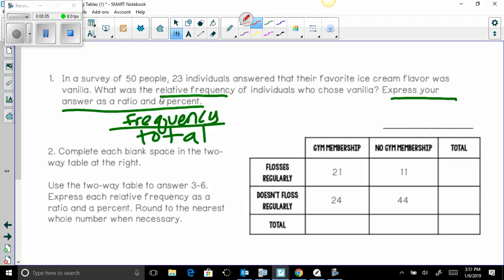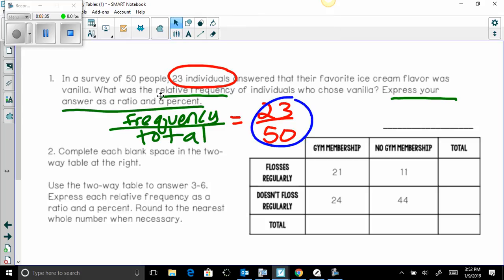Look back at our question. What is the frequency? What is the number of times that this has occurred? What is the number of people who chose vanilla as their favorite flavor? That would be 23 people. Out of the total, well, the total is 50 people who were surveyed. So that's my ratio. This is part of my answer. I got my ratio. Now I need to get my percent.